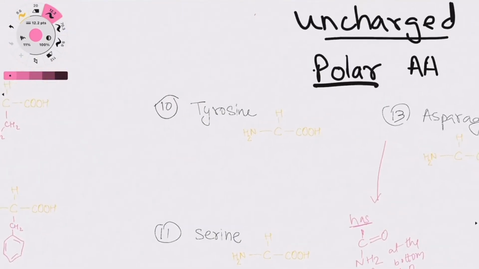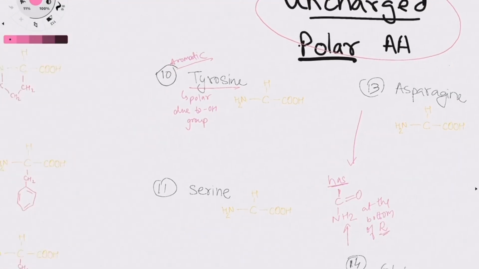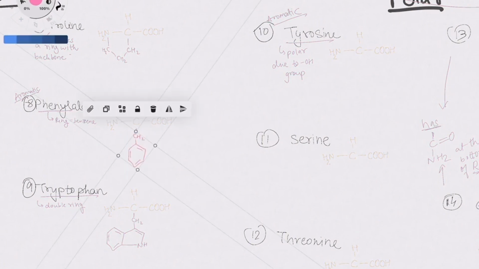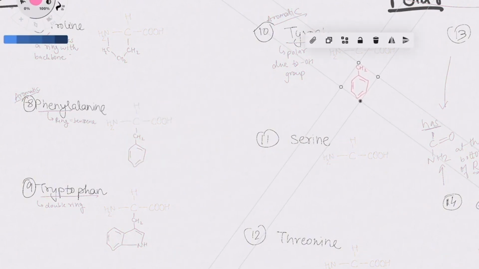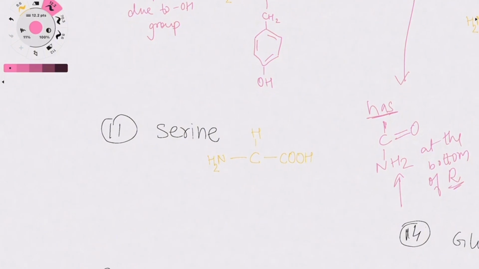Next, we have our polar amino acids, which are uncharged. So first we have tyrosine. And remember, tyrosine is also aromatic. And the reason it's polar is because it has a hydroxyl or an OH group in its side chain. So the tyrosine side chain is really simple. It's essentially the same as phenylalanine with the methyl group and a benzene ring. The only difference is that it has an OH group at the end.